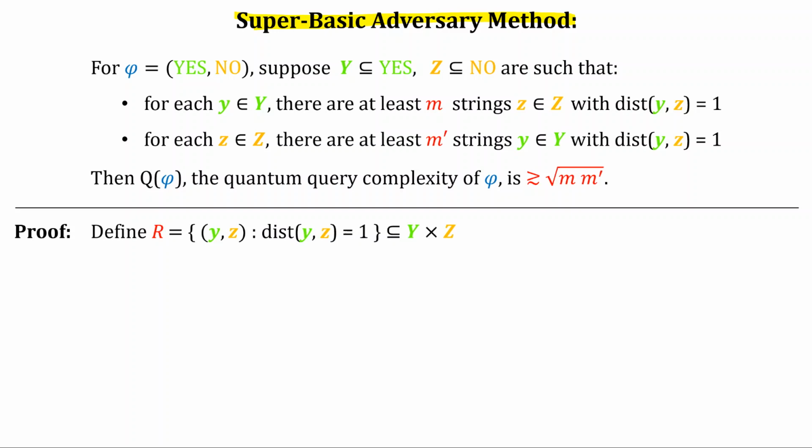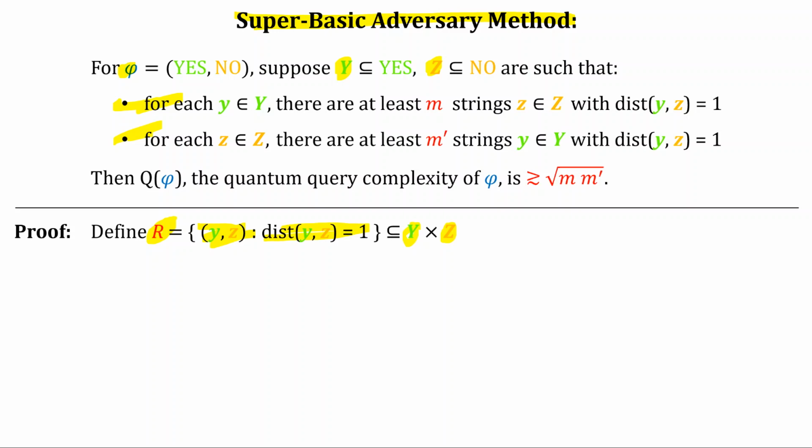Okay, so we're assuming now that phi is some problem, and we've got our Y and our Z set up that satisfy these two properties. Now, what we're going to do is define a set of pairs R. You can think of R as standing for relation, if you like. It's all the pairs y, z, where y is a yes string from capital Y, little z is a no string from capital Z, and the Hamming distance between them is 1.